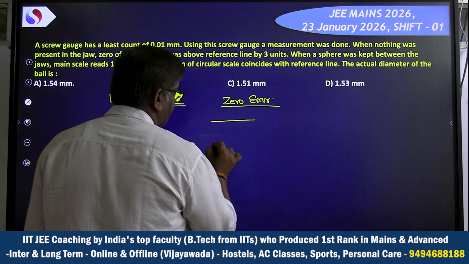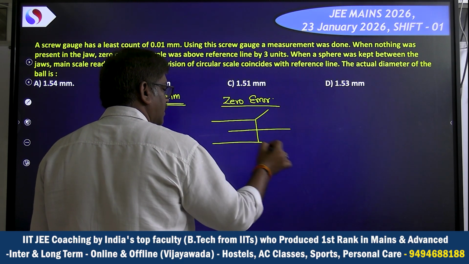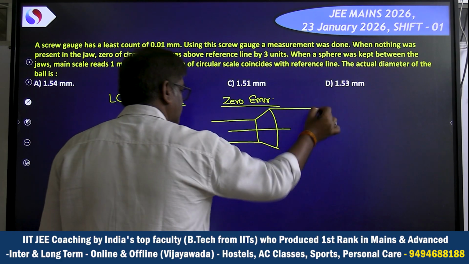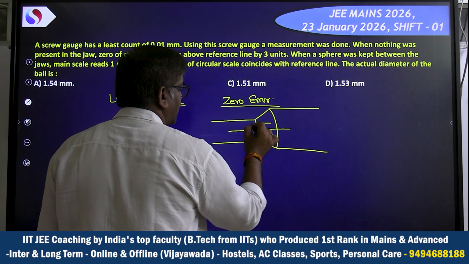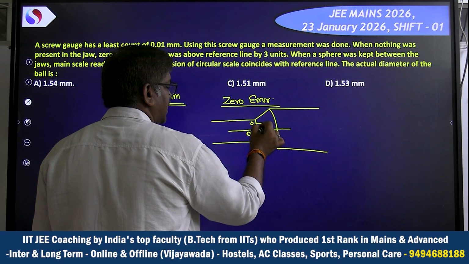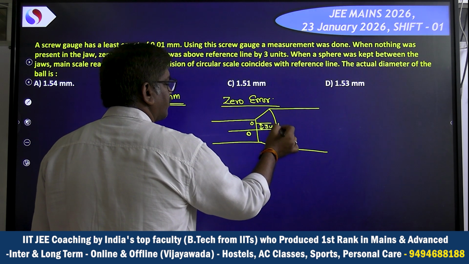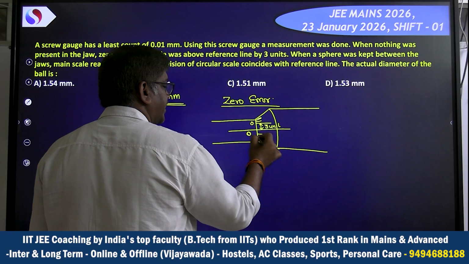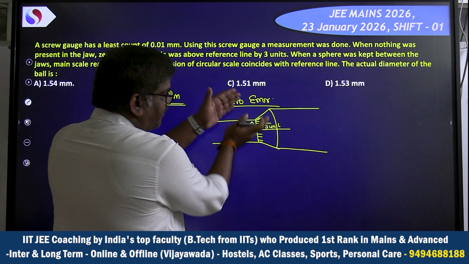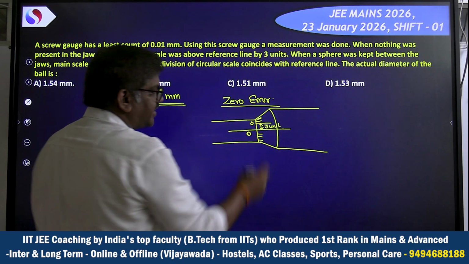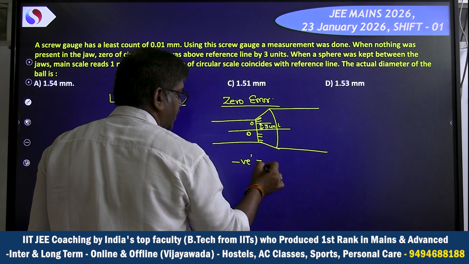If this is my reference line and this is your circular scale, then they are saying that from the reference line, this circular scale 0 will be above by 3 divisions, by 3 units. Okay, so it's like this. So it is above by 3 units. That means when the reading will come, first it will come to 0 and then it takes the reading. So this error is considered to be negative zero error.